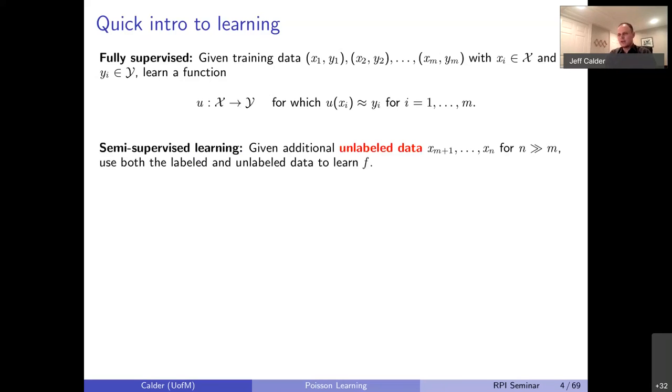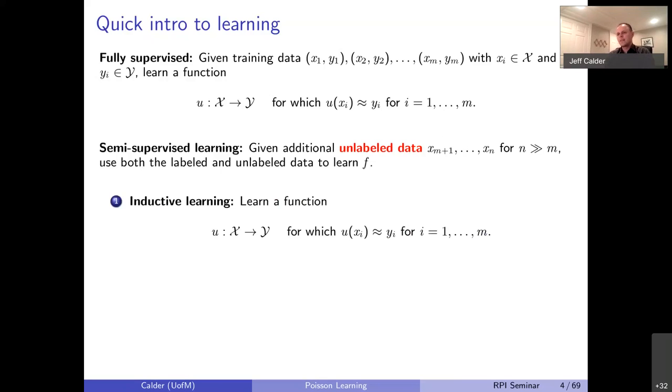The case that we'll look at in this talk mostly is semi-supervised learning. Here, you're given additionally some possibly very large amount of unlabeled data. Usually in this setting, you have very few labels, but a very large amount of unlabeled data. The point is to use some kind of structure or geometry in the unlabeled data to improve the learning task, so you can get good results with very few training data.